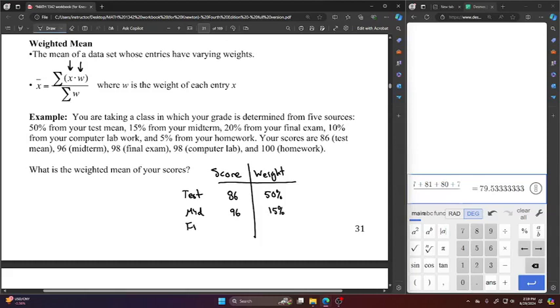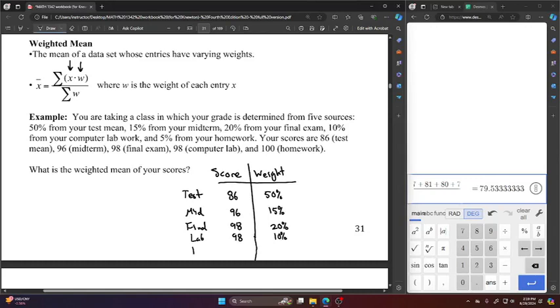Final. My score on the final was a 98. Well, what was the percentage? 20. Okay, good, good. What's the next one? Lab. I made a 98 on the lab. Percentages? 10. Still have barely enough room.